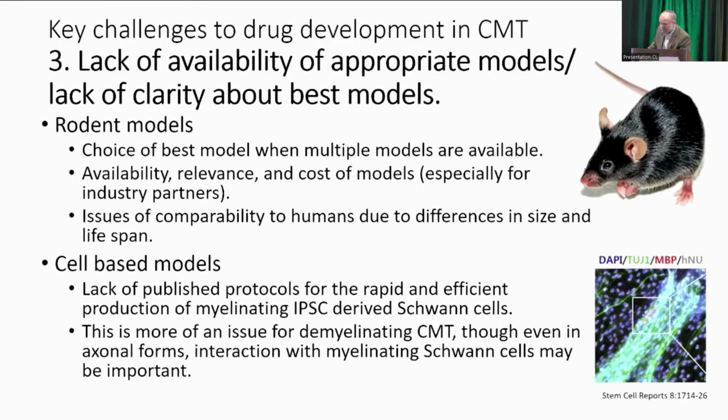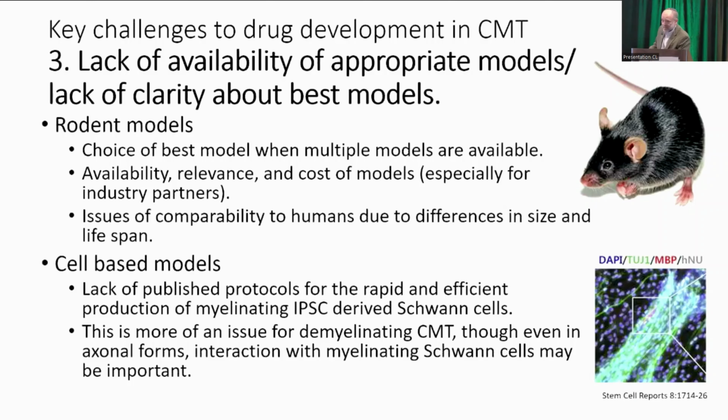The third challenge is the availability of animal models and the relevance of those models. We often don't know, especially in CMT1A, what the best model is to use for a particular problem. And I think that's something that the field needs to get together and perhaps produce some kind of position paper on what are the advantages and disadvantages of each of the available models.